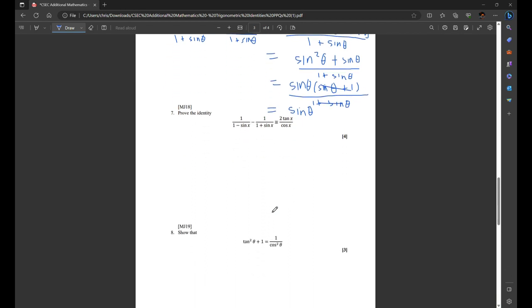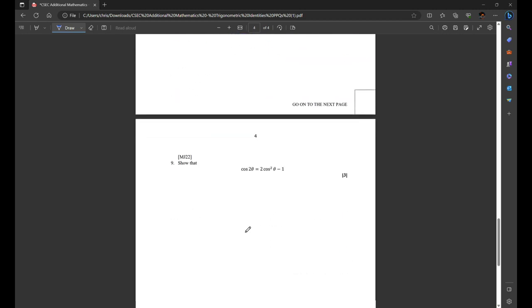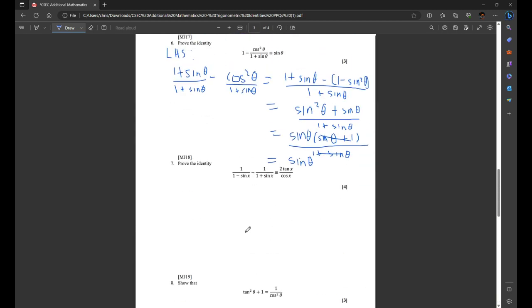Okay, number 17, May-June 2018. I think they actually repeated a question very similar to this in 2023. Does this paper have 2023? No, it doesn't. But that was the year I did CSEC, and I believe it really is a very similar question, if not the exact same. But let's do it all the same. So, proving this identity, May-June 2018.